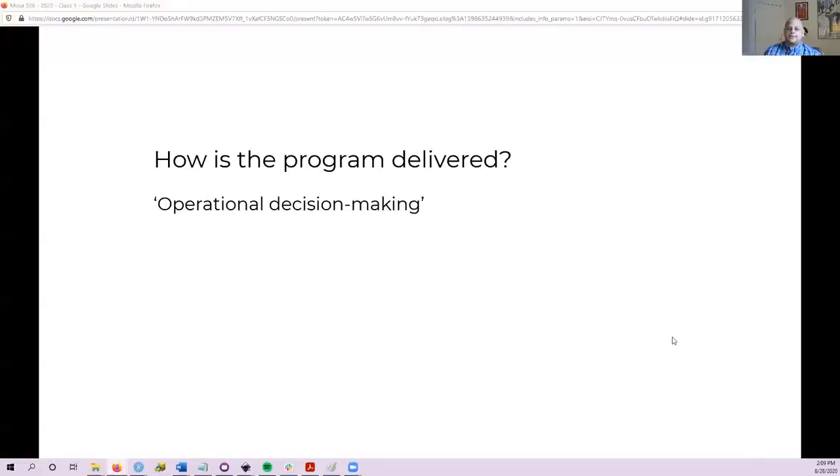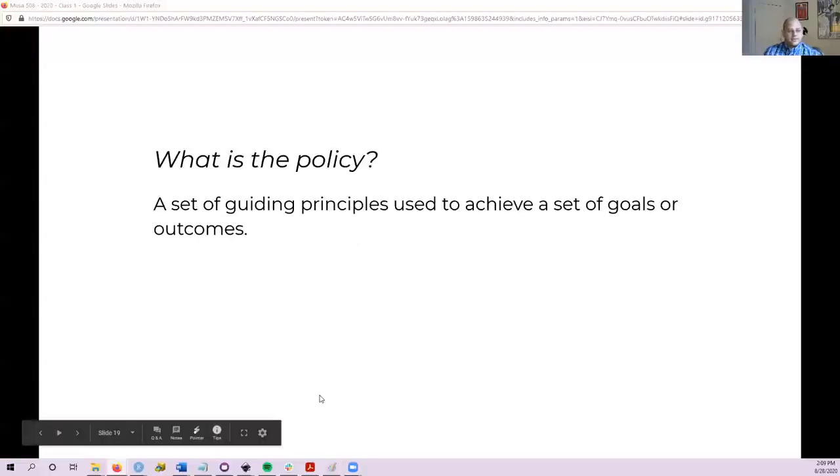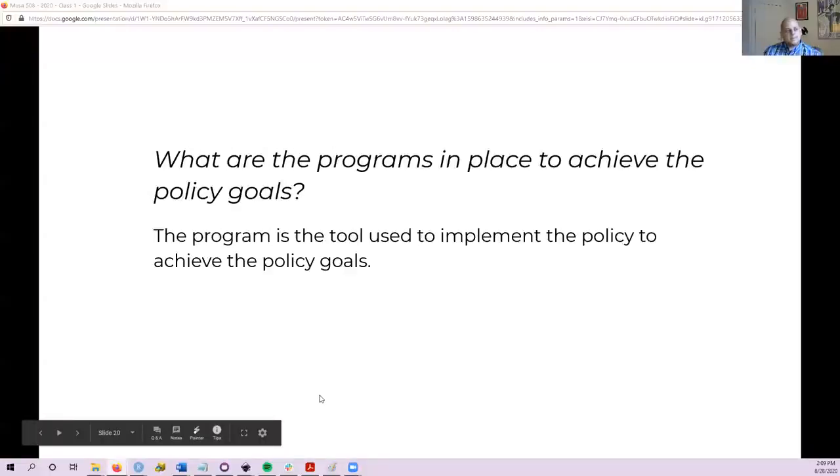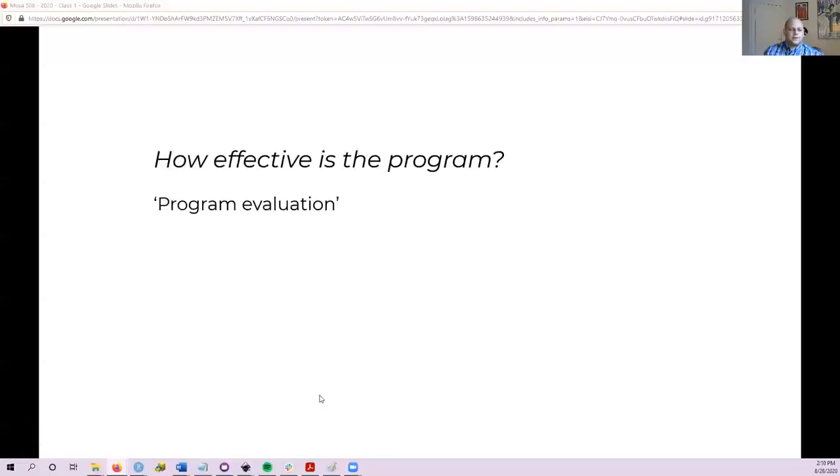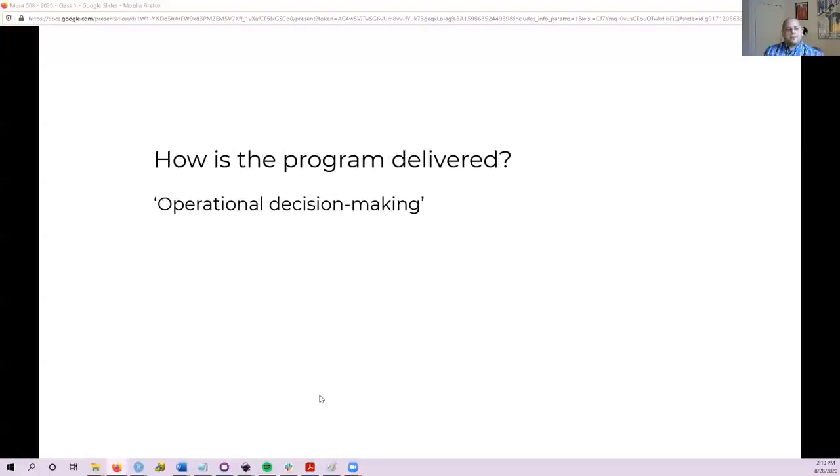But those 4 things that are really important, I just want to mention them again. Start with, what is the policy? What are the programs in place to achieve those policy goals? How effective is the program? And finally, how is the program delivered?